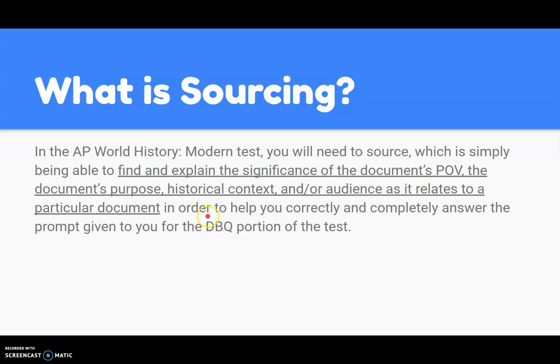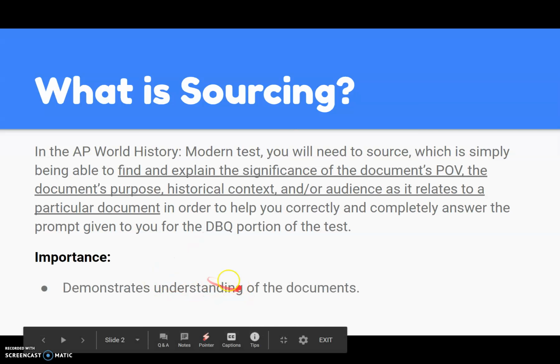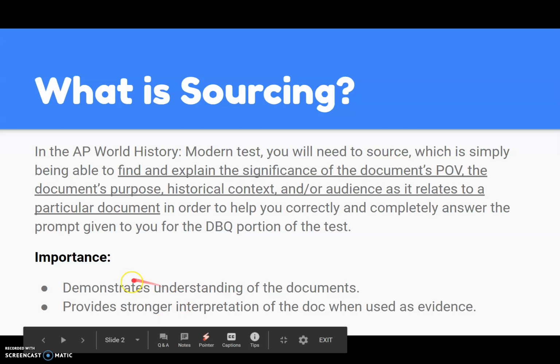Which is basically going to help you correctly and completely answer the prompt given to you for the DBQ portion of the test. So, document-based question: you're going to receive a lot of documents that you need to analyze and interpret. Sourcing is really going to help you understand the documents, and that is going to help you provide stronger interpretation of the documents when you're using them as evidence.